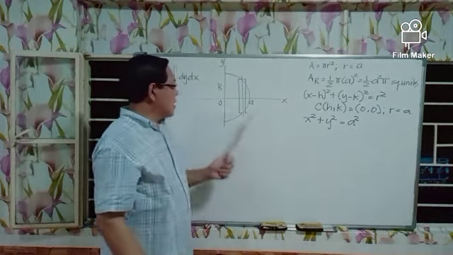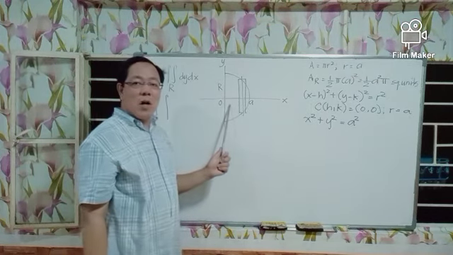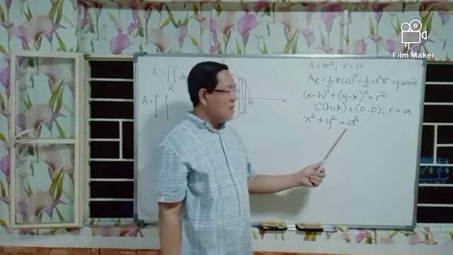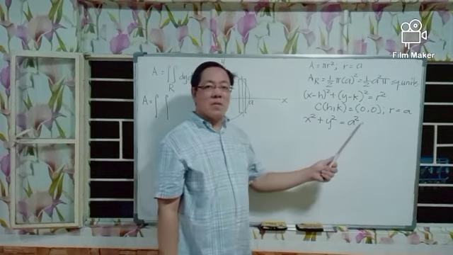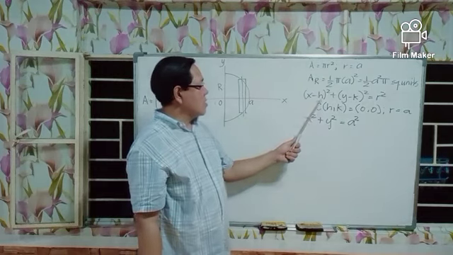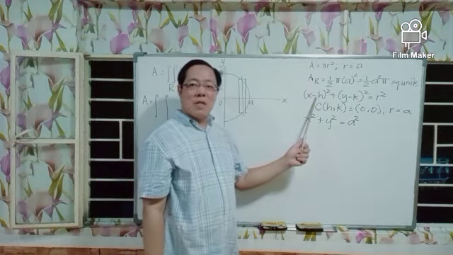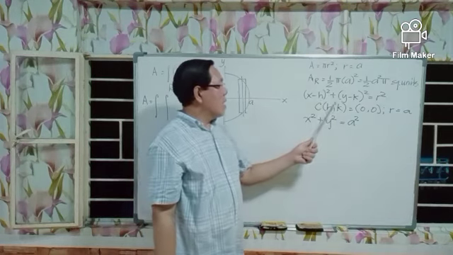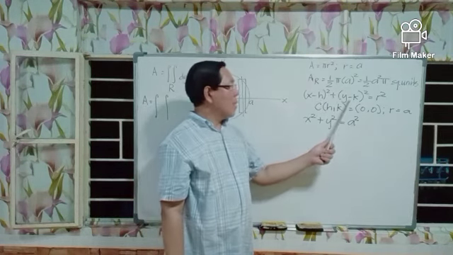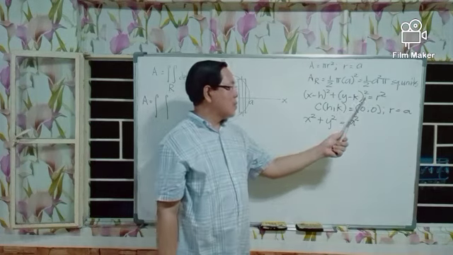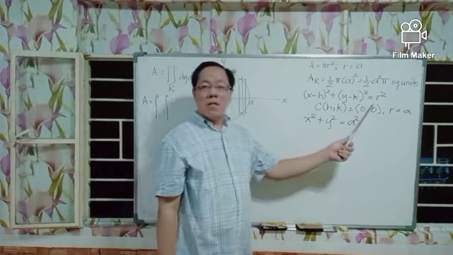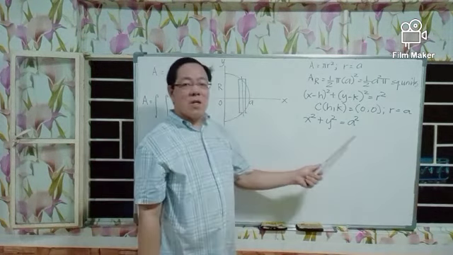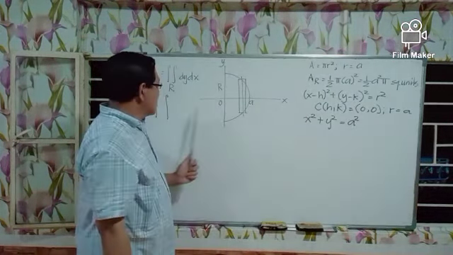Thus, the equation of this circle with center at the origin and radius a is given by x squared plus y squared equals a squared. Because h is 0, x minus 0 is x, to the power 2, x squared, plus k is 0, y minus 0 is y to the power 2, y squared, equals the square of the radius r, which is a.